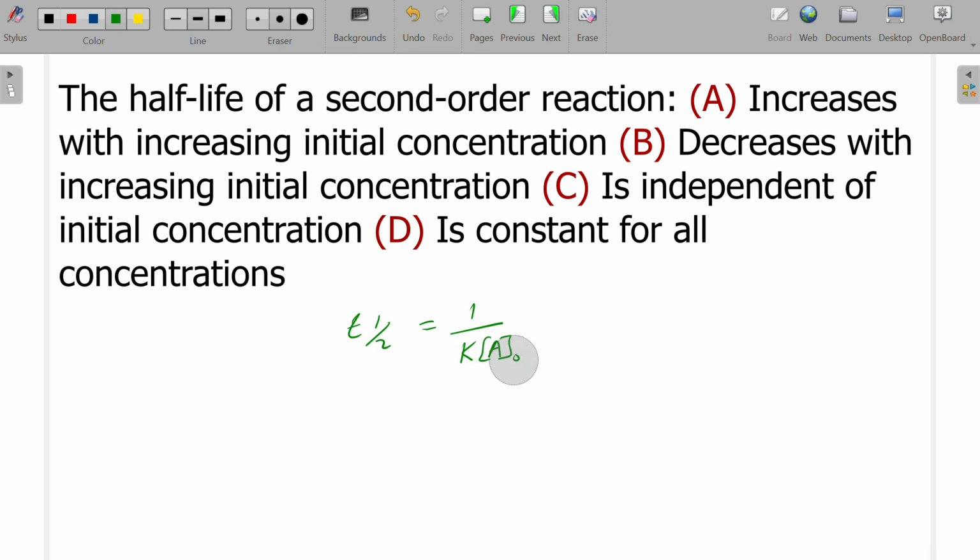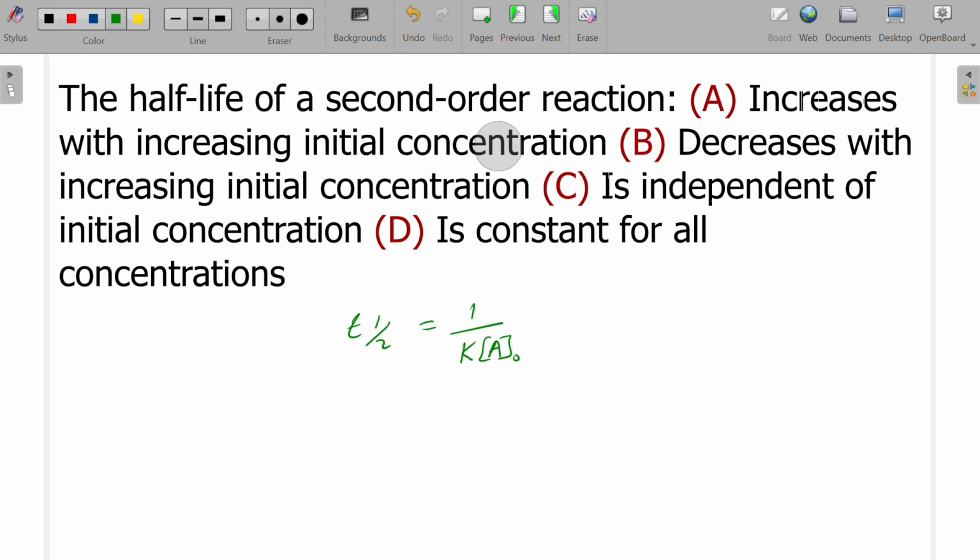Now, since this is down here, it implies that these two are inversely related to each other. The relationship is inverse. What that means is when you increase the concentration of A, T half is going to reduce. And when you reduce the concentration of A, T half is going to increase. So they are inversely proportional to each other. So the correct answer here must be the one showing that when this one increases, the other one reduces.